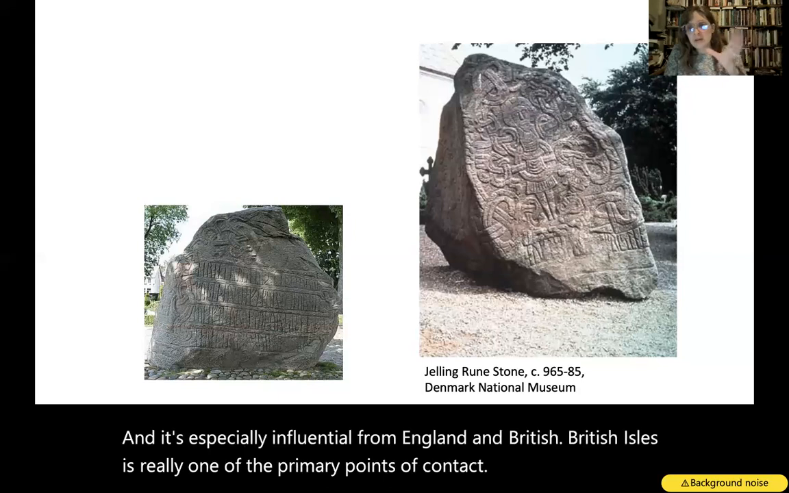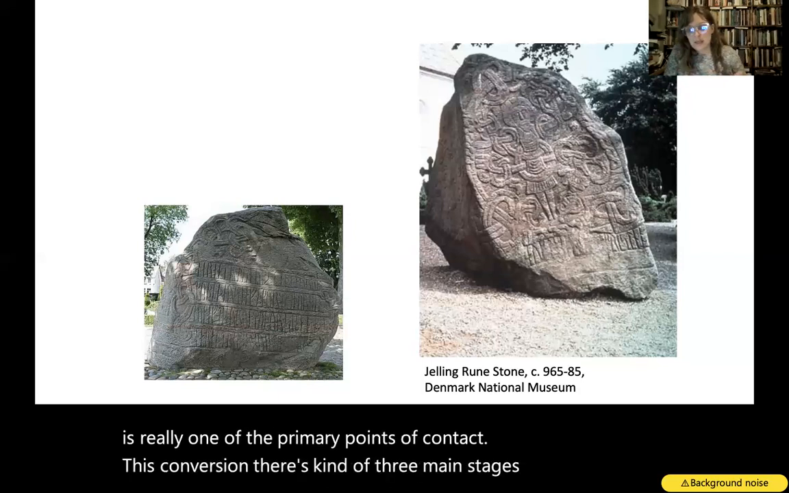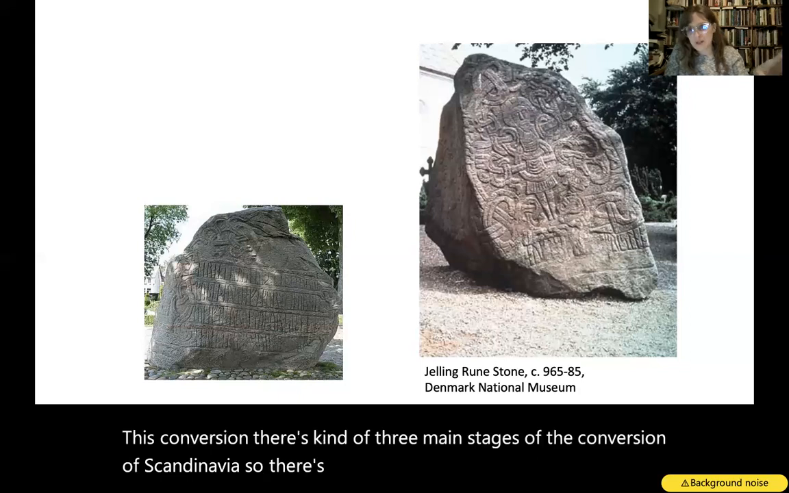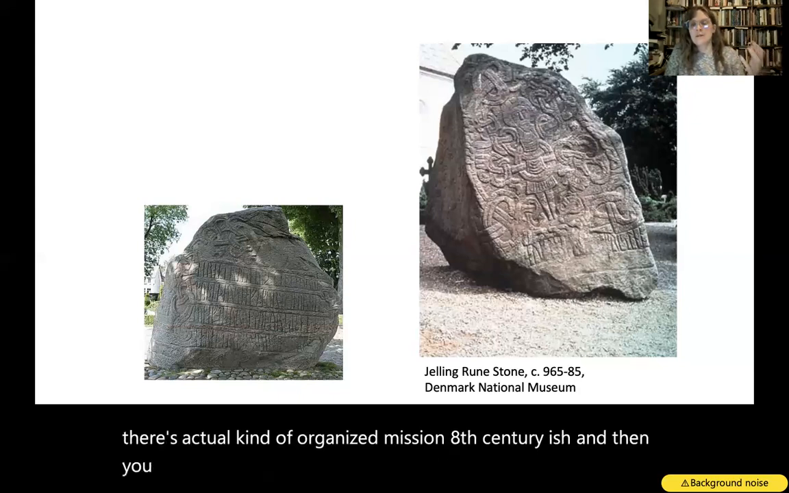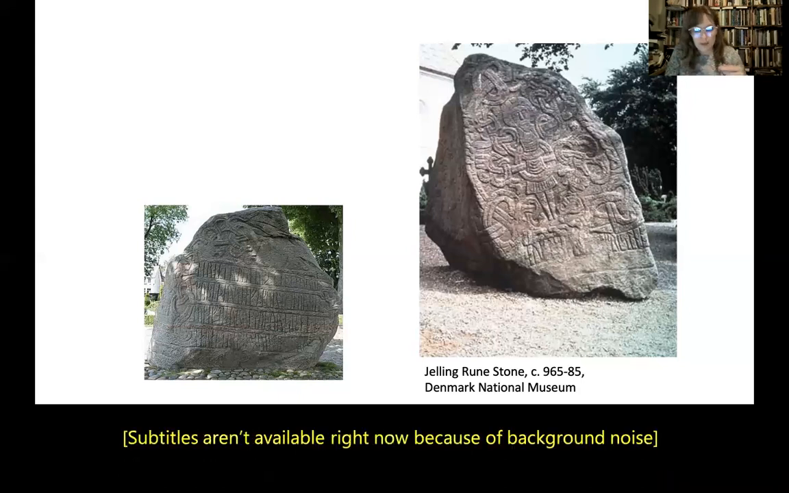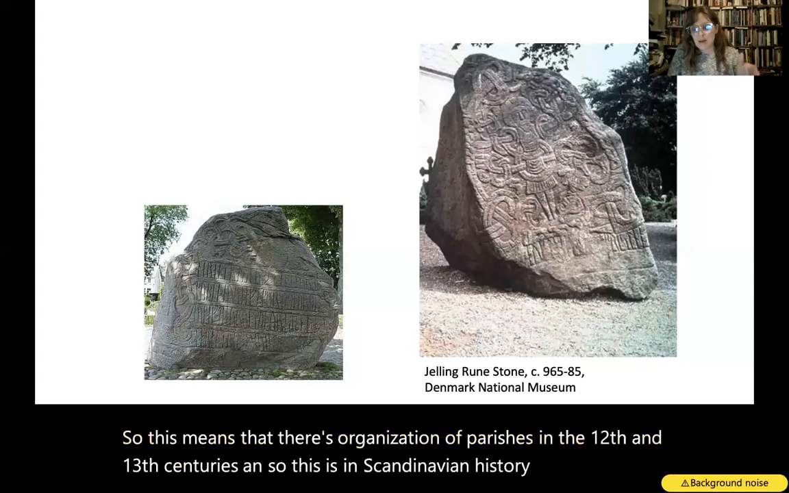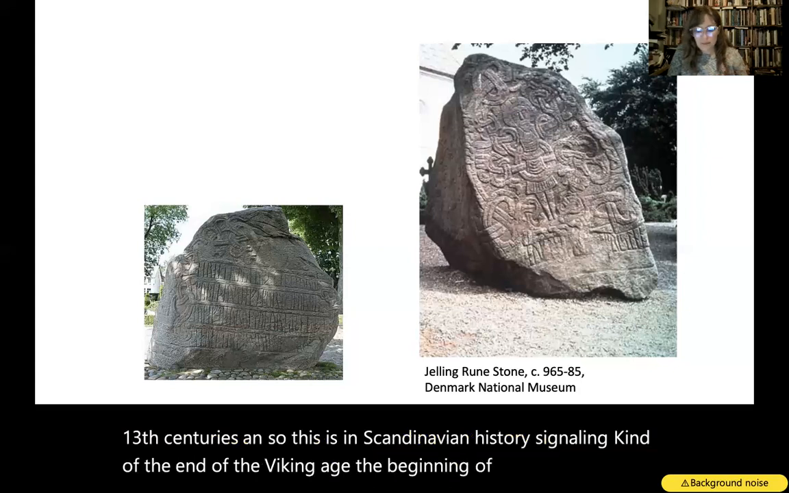There are kind of three main stages of the conversion of Scandinavia. There's that early infiltration, 5th century on. Then there's actual, organized mission, 8th century-ish. And then you have organization of a Scandinavian Christian church, and that's really the 11th century, the ending of what we call the Viking Age. This means that there's organization of parishes in the 12th and 13th centuries. In Scandinavian history, this signals the end of the Viking Age and the beginning of the Middle Ages in Scandinavia.